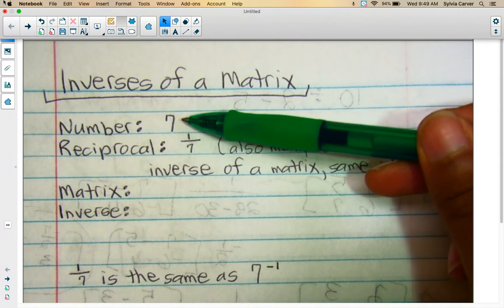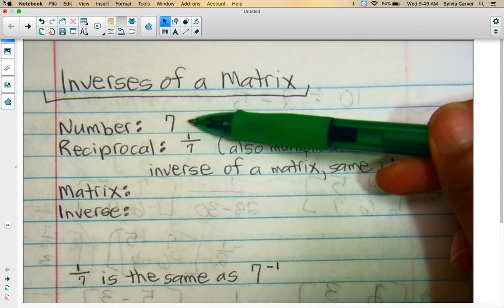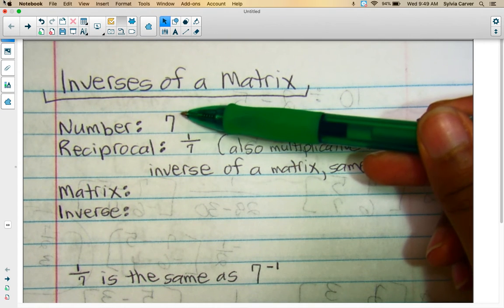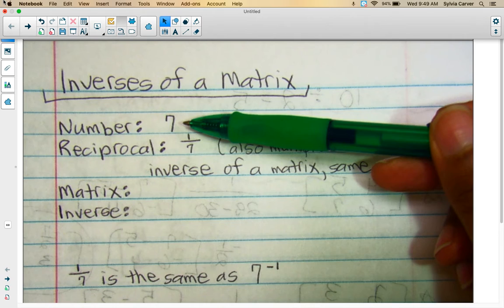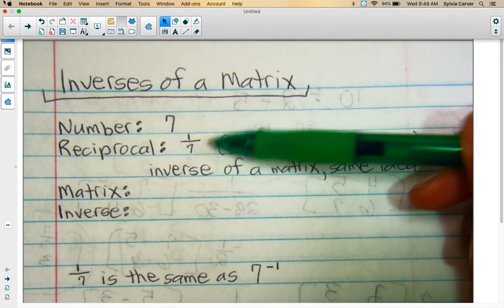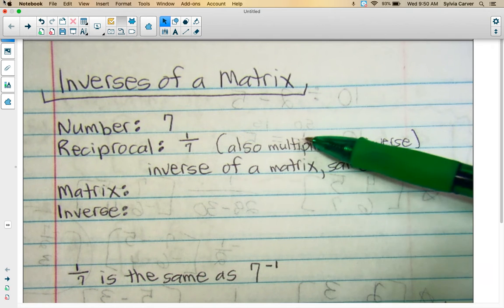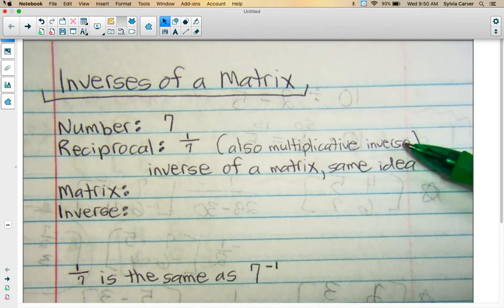We know that if I gave you a regular number and I asked you to find the reciprocal of it, you would just flip it. So this number right here is 7 over 1. If you flip 7 over 1, that's 1 over 7. That's called the reciprocal of the number 7. That is also called the multiplicative inverse of the number.